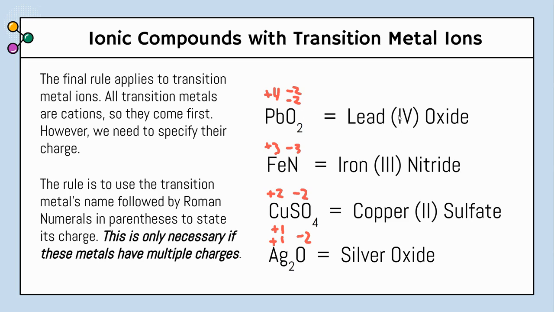If you're going from formula to name, you'll have to do a little bit of detective work, figure out the total charge of the anions, and balance it out with the possible charge of the cations, that transition metal. And that is it for the Unit 4, Section 2 notes on ionic bonding.